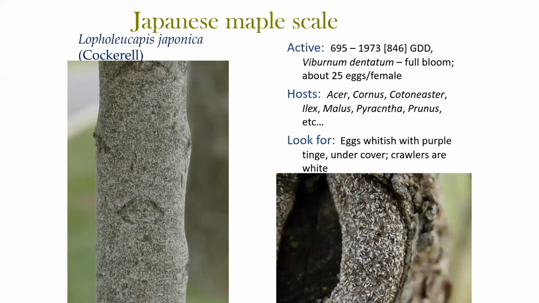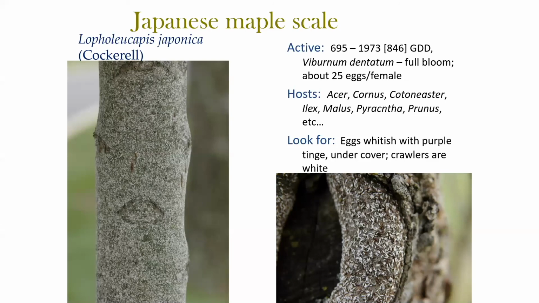Japanese maple scale, incredibly difficult to manage. Many different hosts. In Delaware, we often see the first generation start around 695 growing degree days, which corresponds to late May, early June, depending on the given year. Infestations can be pretty high. Much like gloomy scale, the covers do not come off from year to year, so you have to be careful.